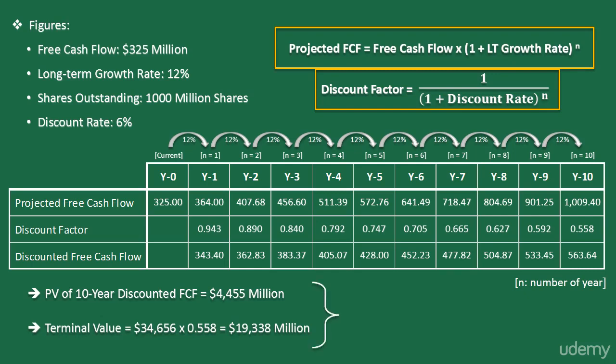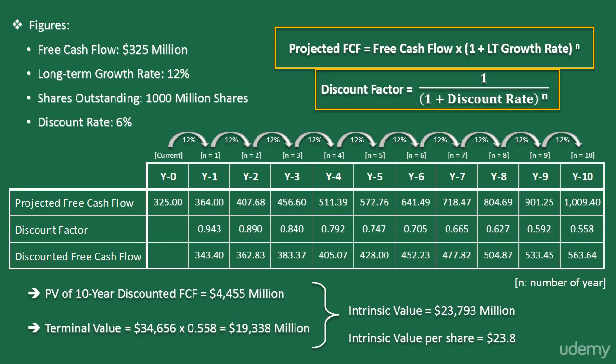Our next step is to put the present value of the 10-year discounted free cash flow and the terminal value together. We'll have the intrinsic value of $23,793. After having the intrinsic value, we simply divide it by the total number of shares outstanding. We'll have the intrinsic value per share of the business. The business currently has 1 billion shares outstanding, so we simply take the 23,793 and divide it by 1,000. We'll have the intrinsic value per share equal to $23.80.